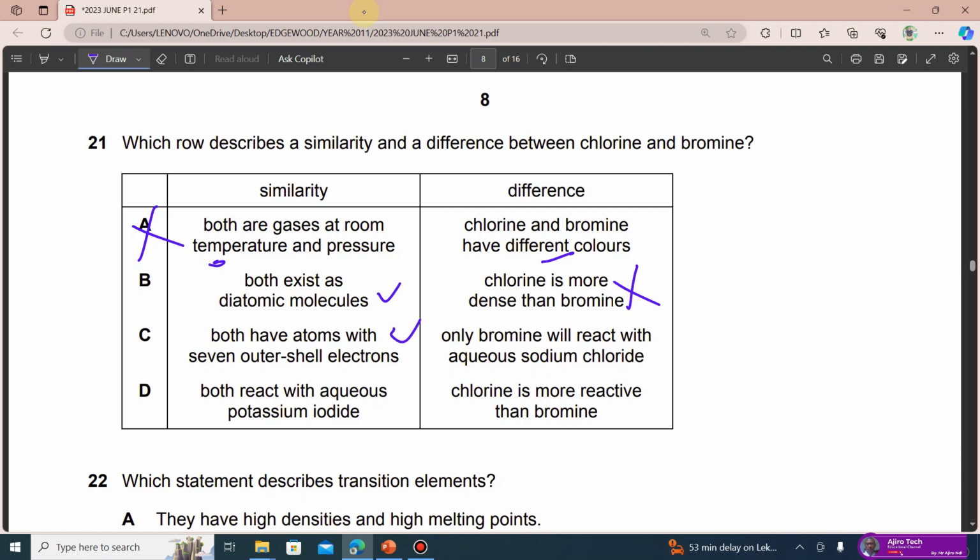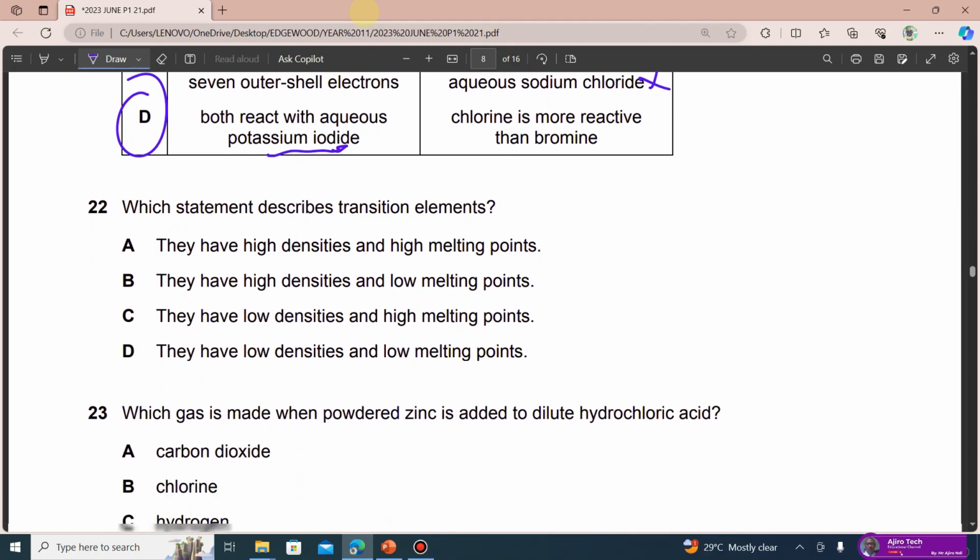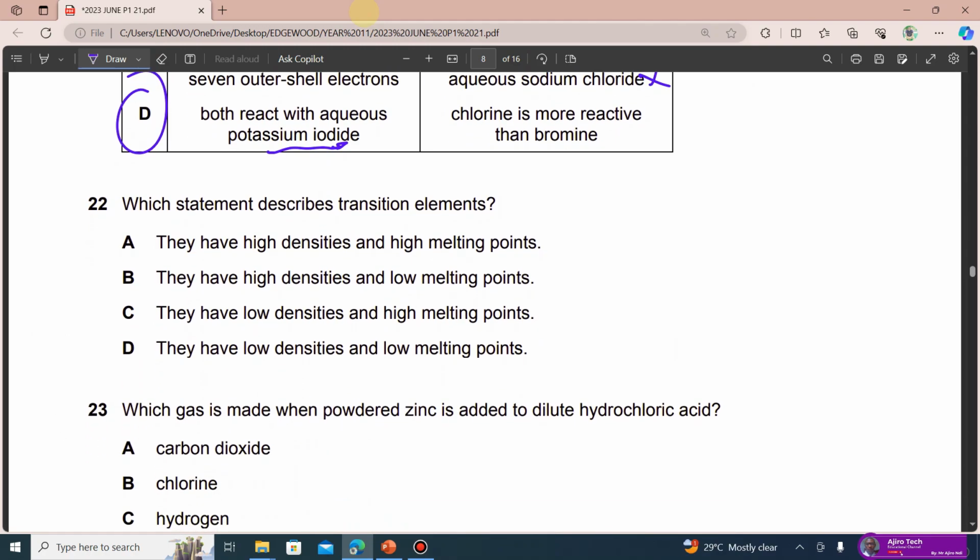This is correct. Only bromine will react with aqueous sodium chloride. That's not possible. And then option G should be the answer, because both react with aqueous potassium iodide because they displace iodine, and chlorine is more reactive than bromine. So this is correct. We go to question 22. Which statement describes transition elements? Of course, we know high densities and high melting points, so we shouldn't take time on that question.